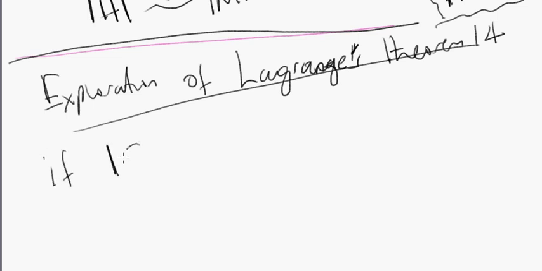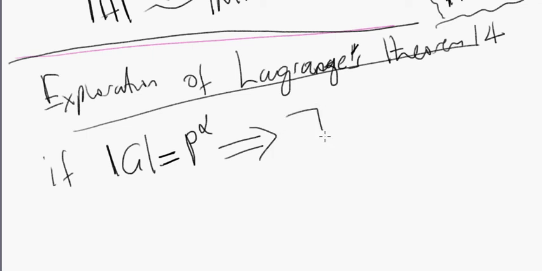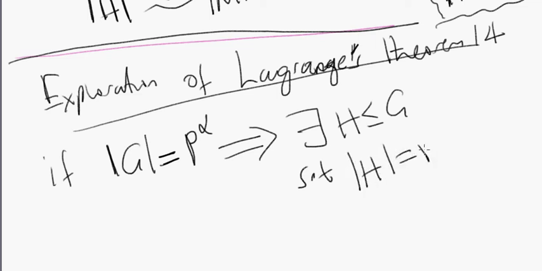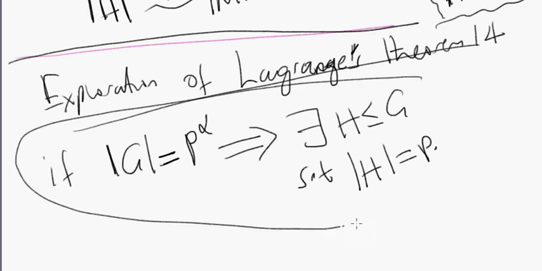If we have a group and the order of the group G equals p to the alpha, where p is prime and alpha is greater than or equal to 1, well, we were able to prove that this implies that there exists some subgroup H of G such that the order of H equals p. So if we have a group of order p to the alpha, then we are guaranteed a subgroup of order p. Right? So maybe this will be useful to us in Sylow's theorem. Maybe next time let's think about how we could use this theorem.